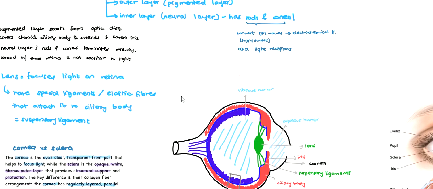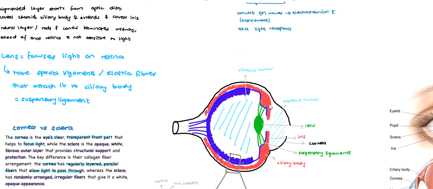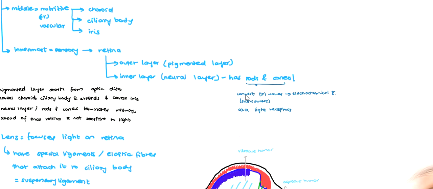Now, in this diagram, you can see the red region is your middle layer, the nutritive or vascular layer. It has the choroid. Then anteriorly, it has the ciliary body, which is the bulged out triangular part. And then it continues as the iris. So this is your middle nutritive or vascular layer: choroid, ciliary body, and then iris. Then comes your innermost sensory layer, which is the retina.